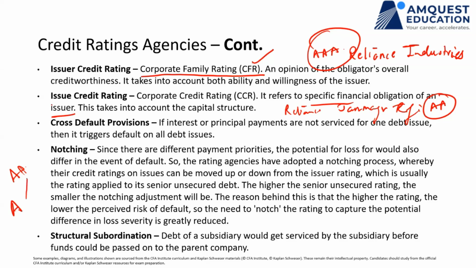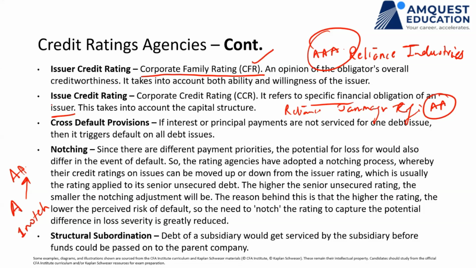This is called notching, right? You are moving one notch higher. You want to take your rating one notch above. There could be several ways to do this notching, right? So how will we achieve this? One simple example is that the company's parent can give a guarantee, which is called a corporate guarantee.